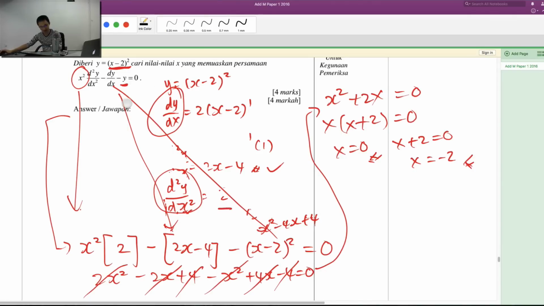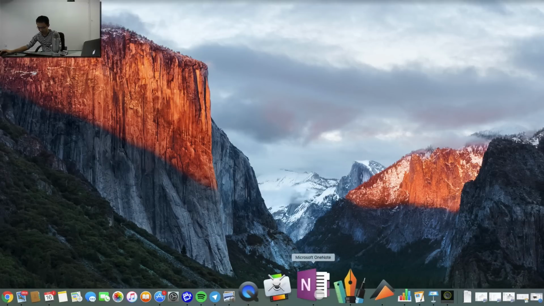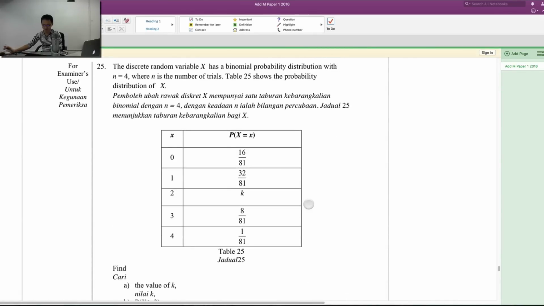Okay, so it hangs. And this is the last chance, we close and open because it's 25 already. Okay, so... 25. It's the last one.